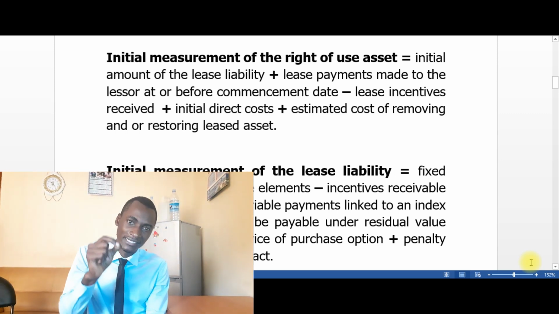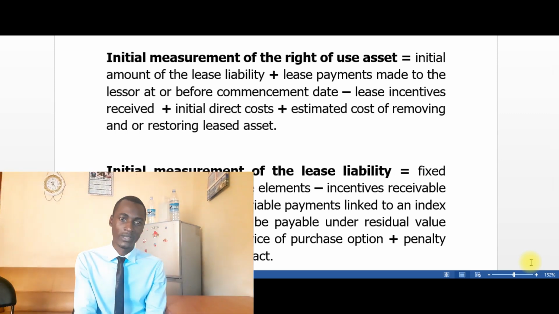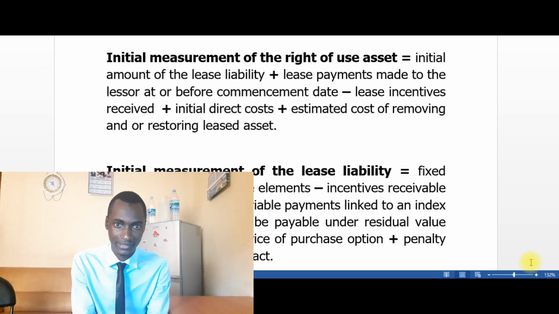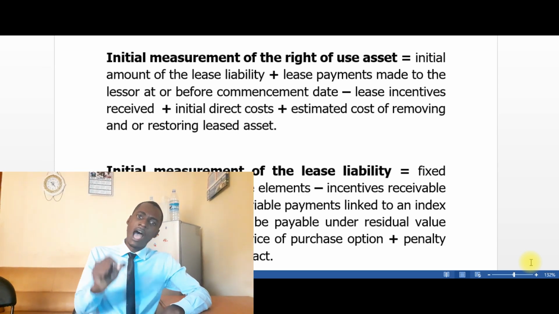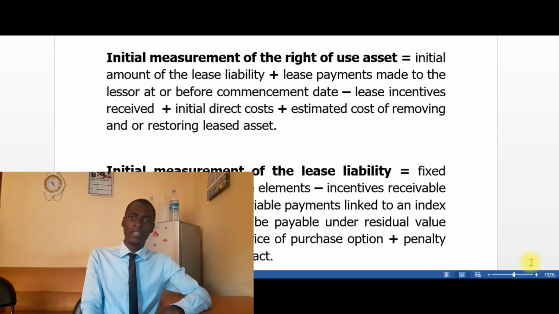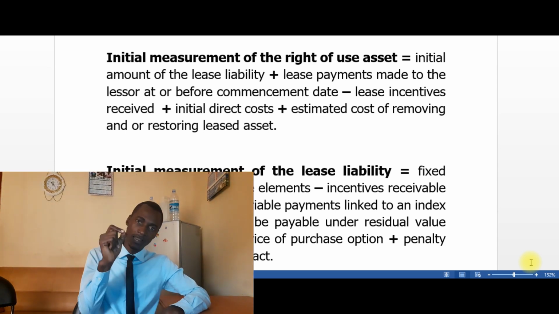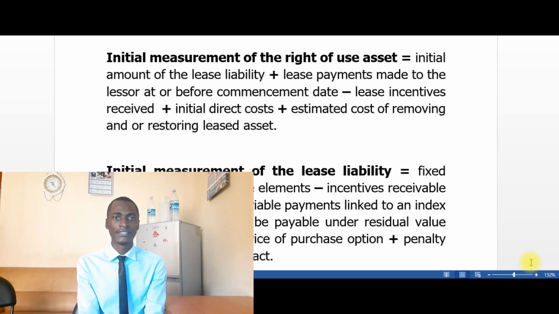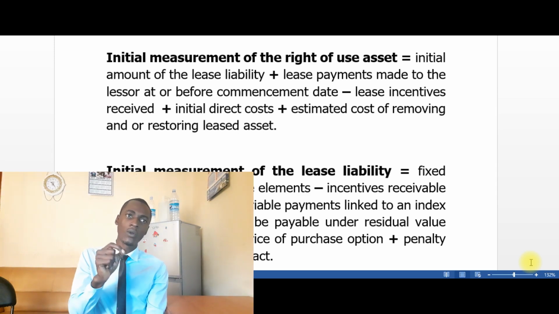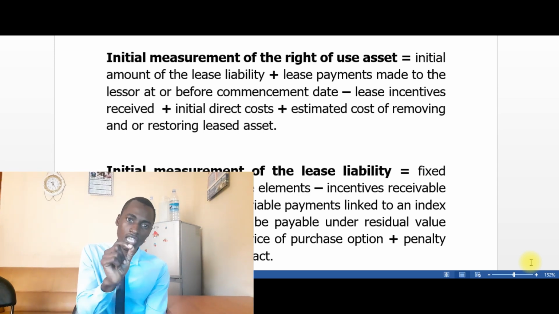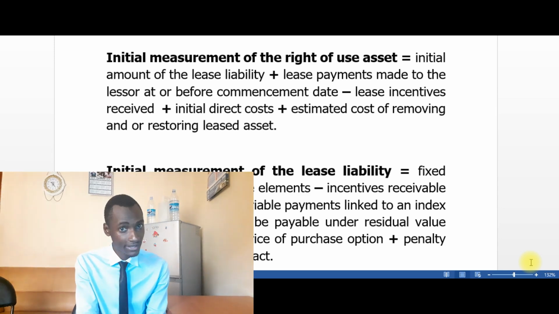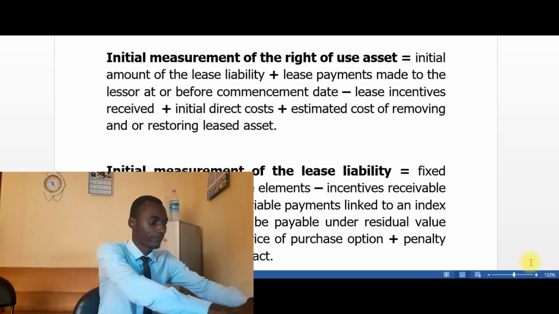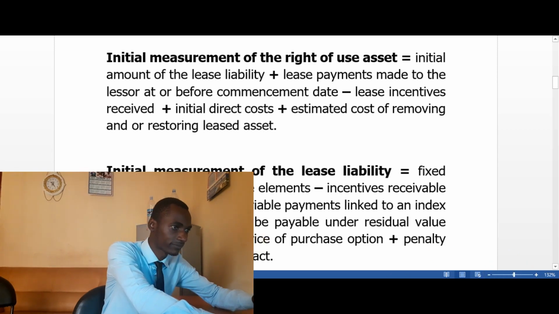Now, we have to recognize the right of use asset as well as the lease liability. But now the question is, how do we initially measure the right of use asset and how do we initially measure the lease liability? Now, according to IFRS 16 leases, the initial measurement of the right of use asset equals the initial amount of the lease liability, that is the present value of the lease payments.